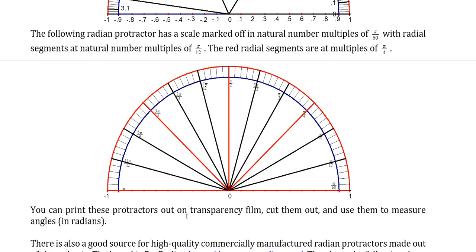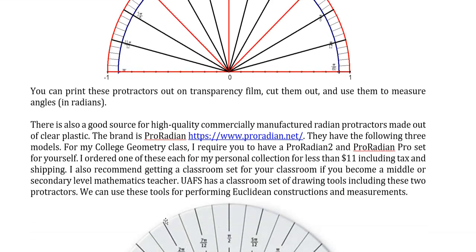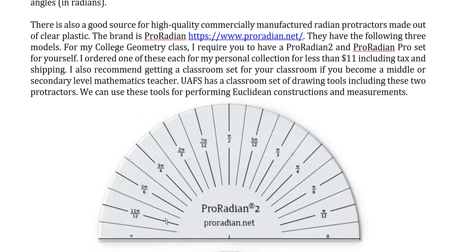Now you could cut these out if you print them on a piece of transparency paper or even just real thin paper, and you might be able to use them. But here's what I suggest you do. In fact, it's required for my class. We use a protractor that's actually commercially available, and I don't normally endorse particular models, but the ProRadian brand I am going to endorse, and there's the internet web address there for it.